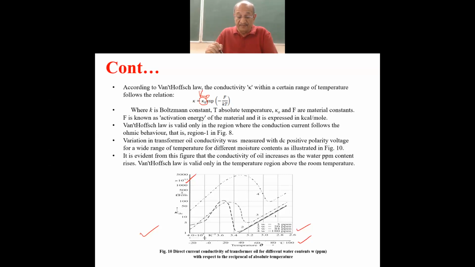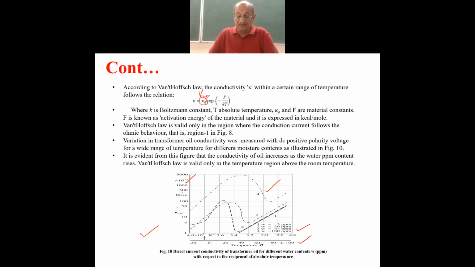For the conductivity current, characteristic four is for 180 ppm. The highest content of moisture is shown by characteristic four, and as you can see, the conductivity is high. That means more current would flow before the breakdown, or so long as you have applied the voltage, the transformer oil would draw more current if the moisture content is high to that order.